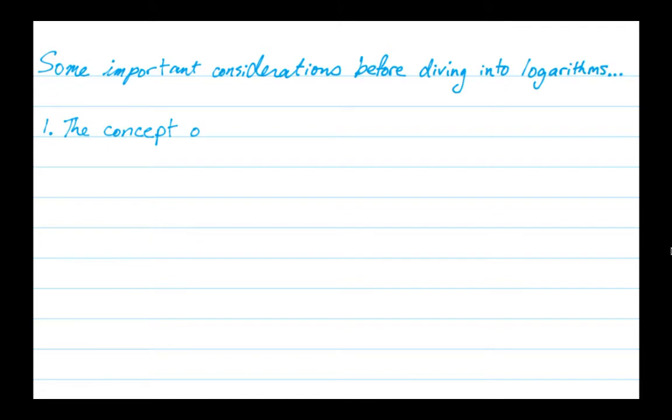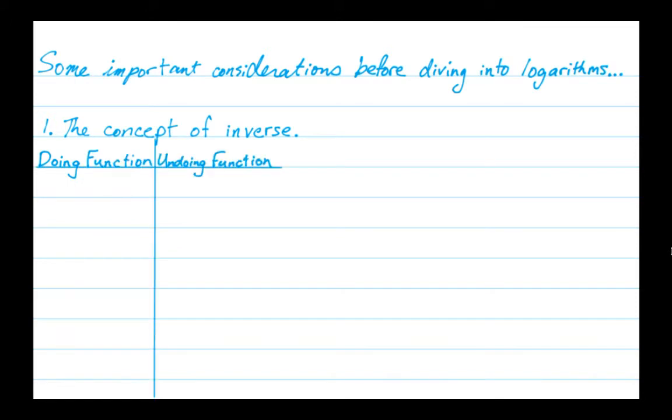First of all, there's an important concept, which is the concept of inverse. I've described this before as you've got a doing and an undoing function. For example, if you've got a function that doubles something, 2 times x, x being your input, so multiplying it by 2, then the undoing function is dividing by 2.